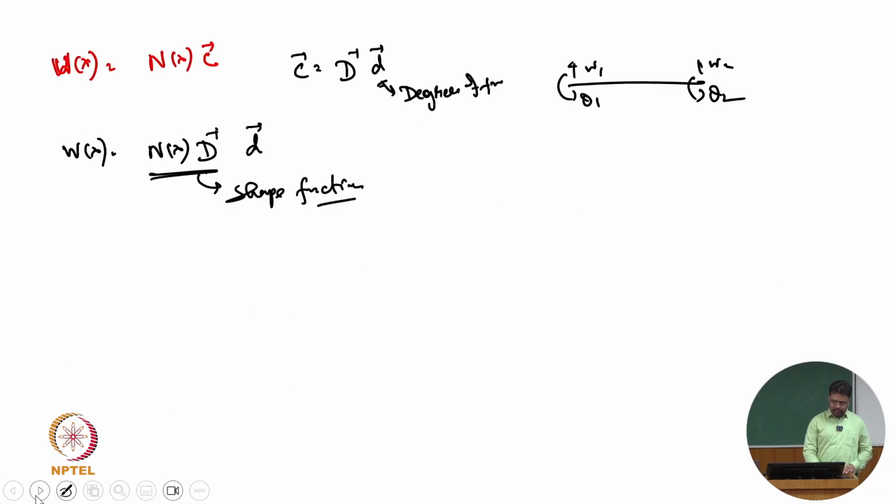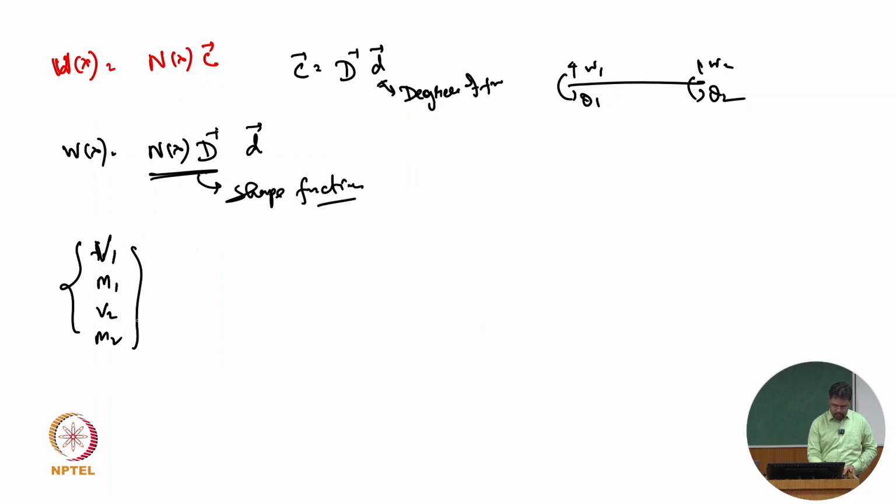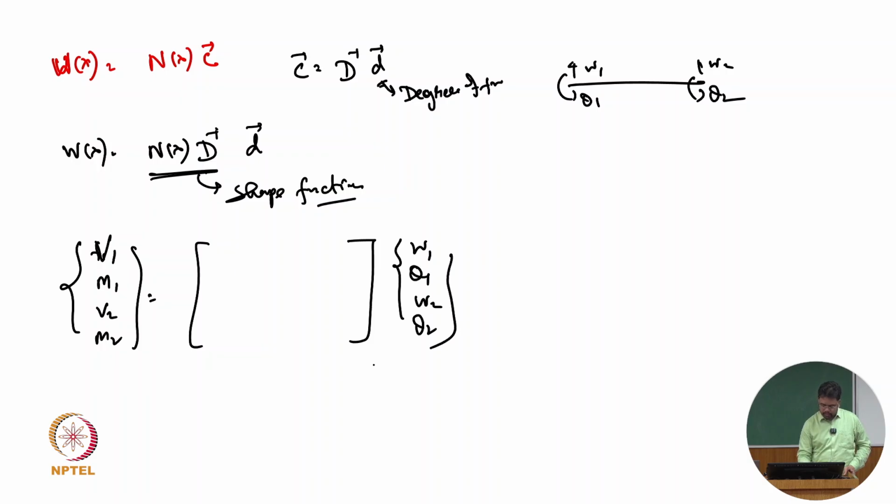Now once we have got the function, and also our stiffness matrix, like V1, M1, V2, M2 equal to the matrix times w1, theta1, w2, theta2, we can calculate the natural frequency of it.